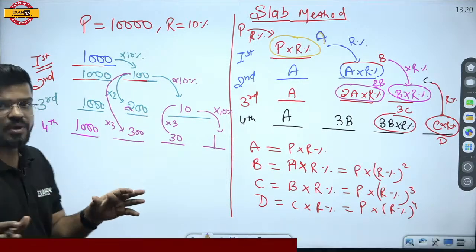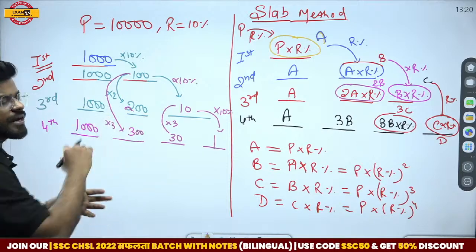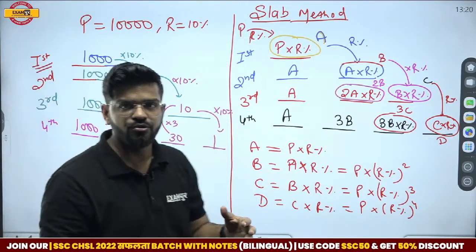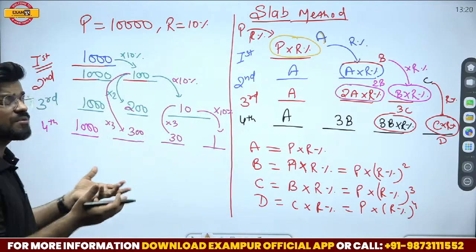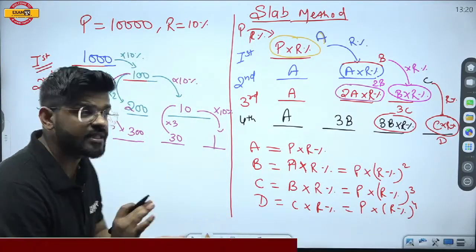Now the main thing is that we have calculated all the slab values. Okay, you have understood how to calculate slab values. Then now what each slab is representing, I am going to tell you that only.